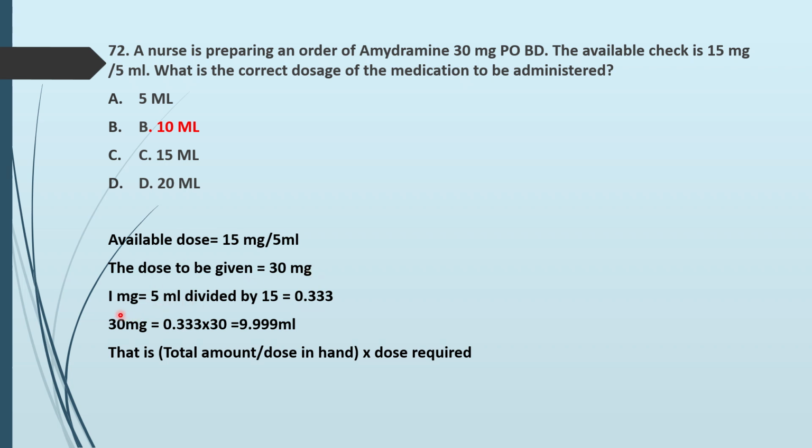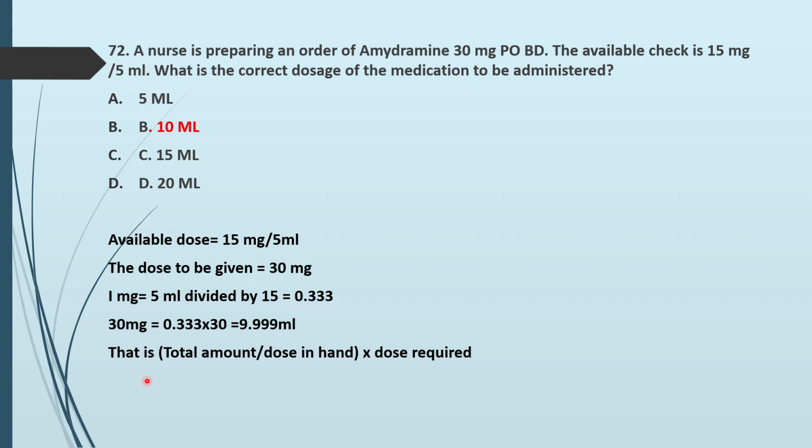So 1 mg is equal to 5 ml divided by 15, correct? So that is 0.33. So 1 milligram is 0.33 ml. So 30 milligram is equal to 0.33 times 30. That is 9.99 ml. That is 10 ml.